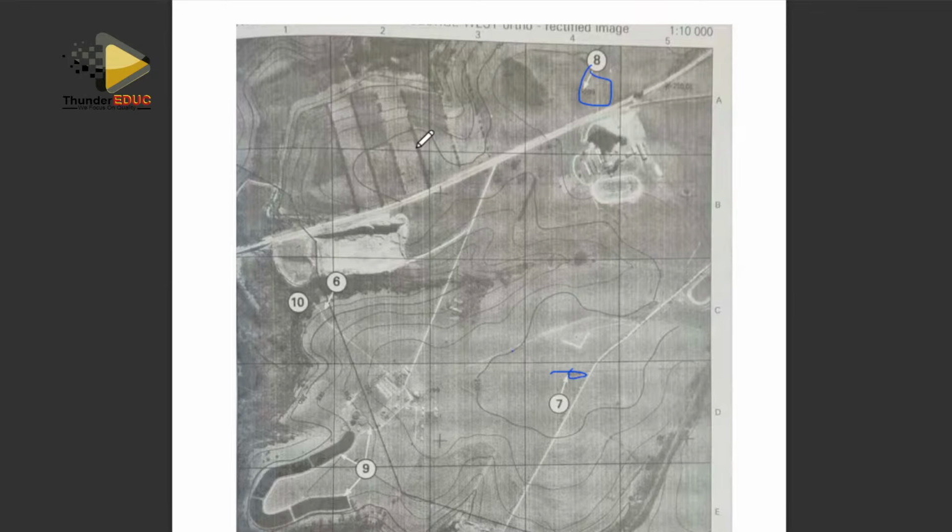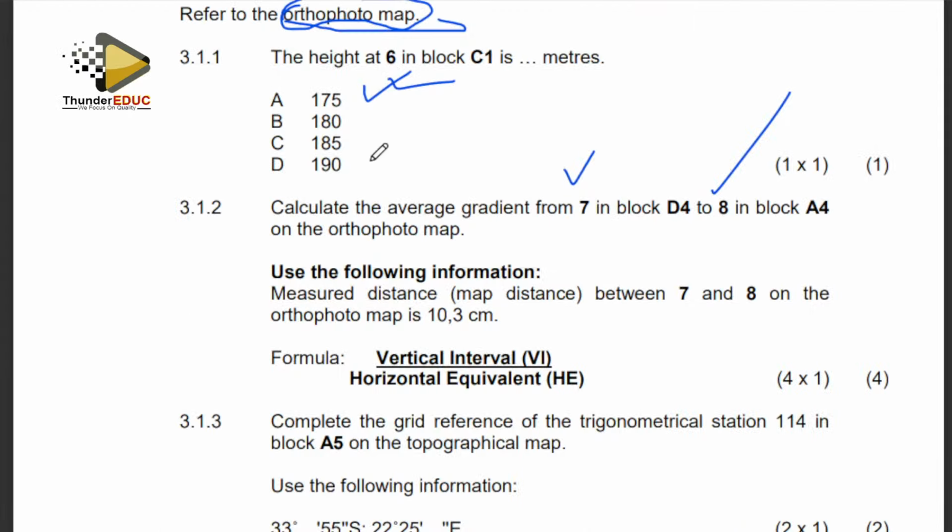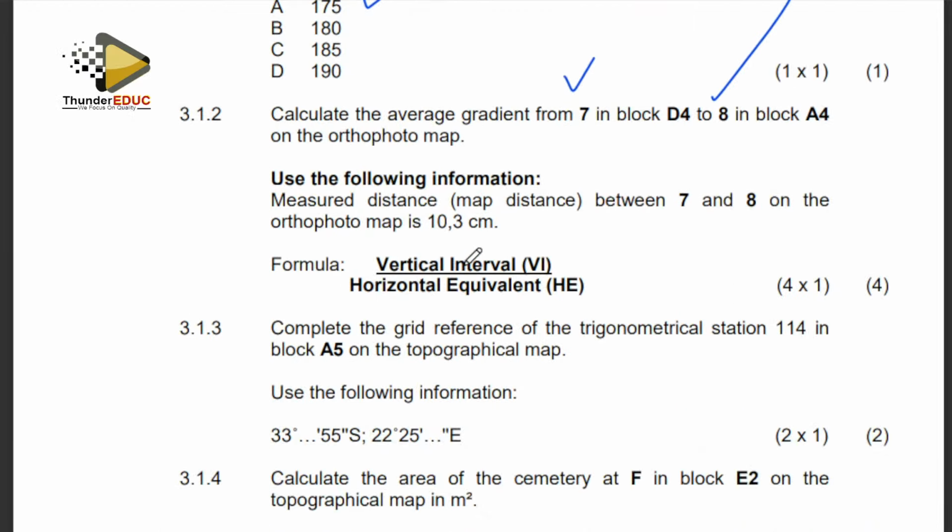We're supposed to use, and what are they asking us? They are asking us to calculate the average gradient. They have given us the formula. The good thing, because we cannot see properly, they have assisted us. They gave us the distance. They said the measured distance between 7 and 8 is 10,3 centimeters, which is the HE, but they haven't given us the height. So let us look for the height.